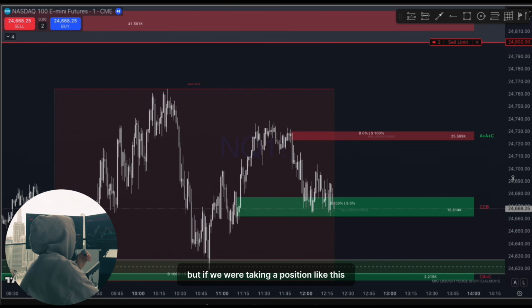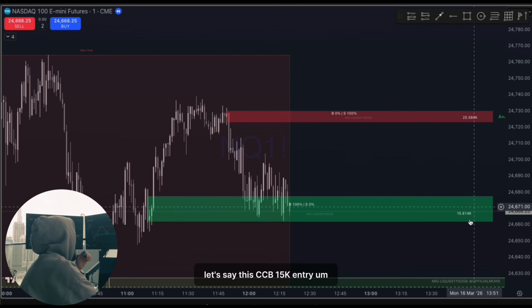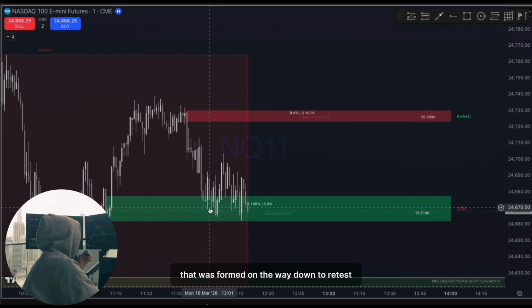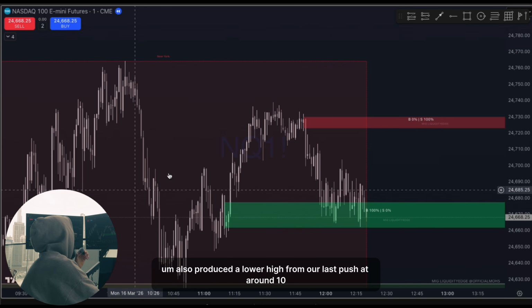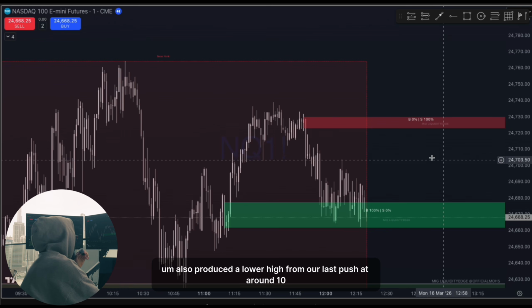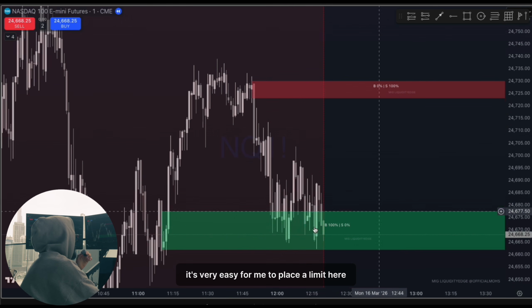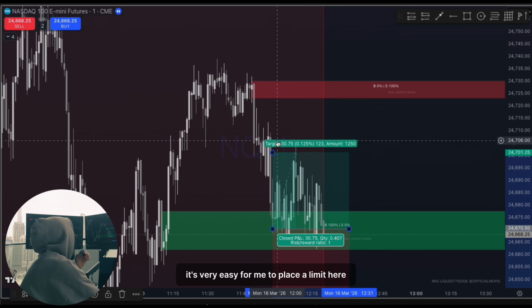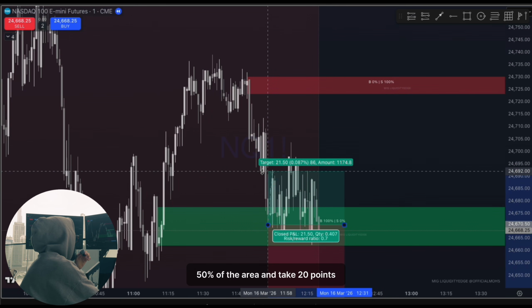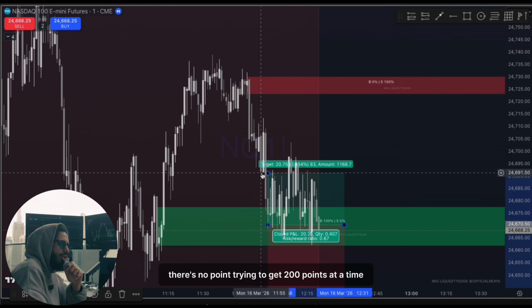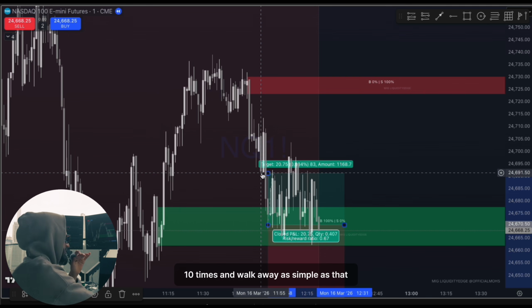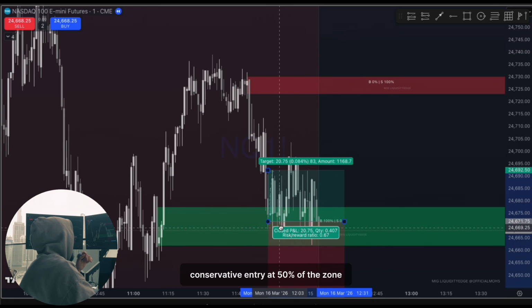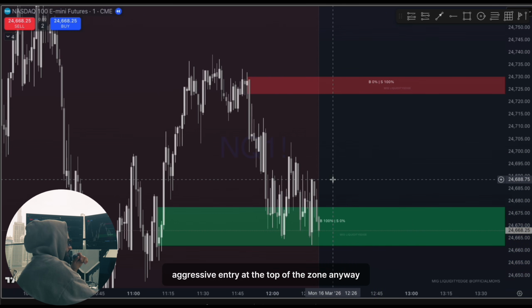But if we were taking a position like this, let's say this CCB, 15k entry, I know that this sell area here that was formed on the way down to retest this was far stronger, which tells me that the bears are in control. It also produced a lower high from our last push at around 1018. But if I wanted to, it's very easy for me to place a limit here, 50% of the area, and take 20 points. 20 points and walk. There's no point trying to get 200 points at a time. I'd rather take 20 points 10 times and walk away. As simple as that. Conservative entry at 50% of the zone, aggressive entry at the top of the zone.